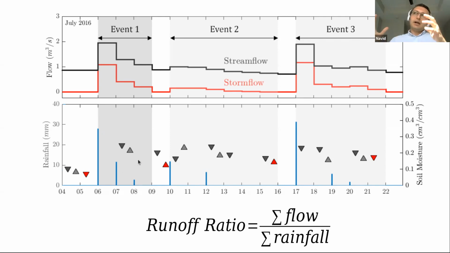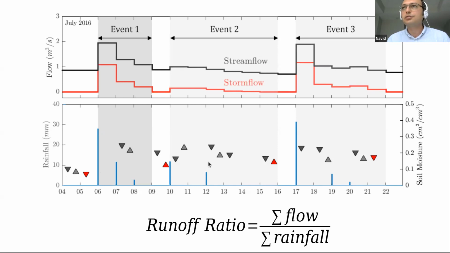So we can find out the total amount of water that goes into channels basically by separating the stream flow into storm flow, which is quick runoff, and find the runoff ratio. Basically, we have the observation of rainfall as well. So if we sum those two and then divide them, we can find the runoff coefficient or runoff ratio. For each event, we also have the antecedent soil moisture from the satellite.